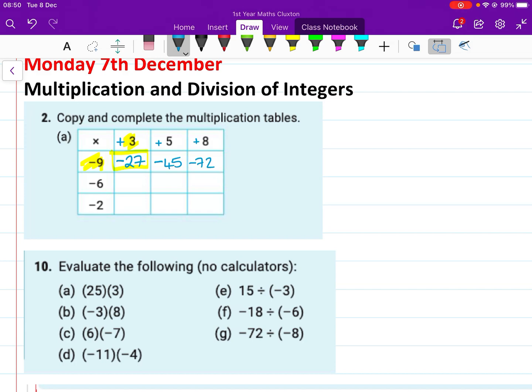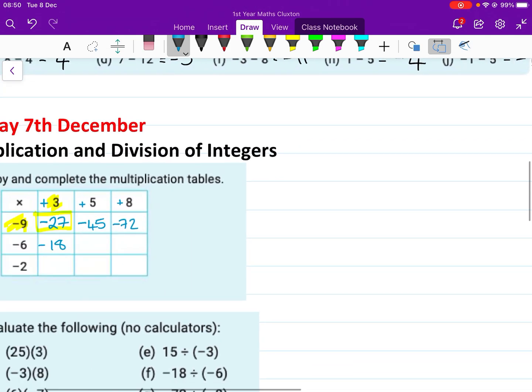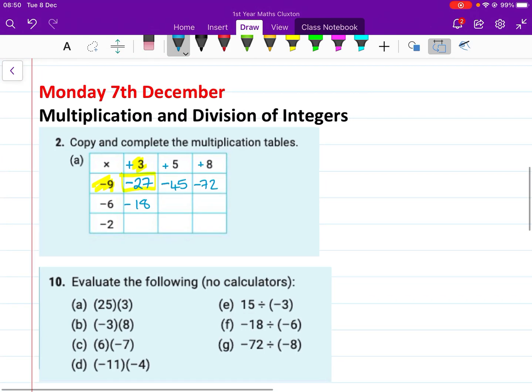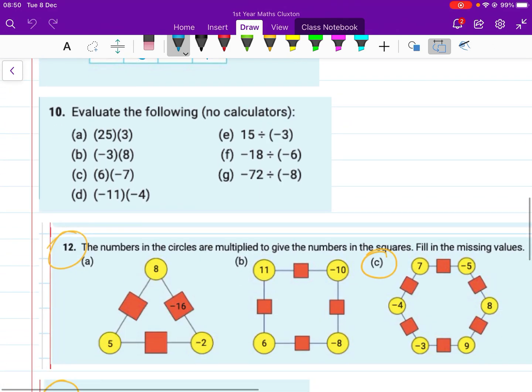Down here, we're doing minus 6 with the plus 3. So again, different signs, minus 18. We're going to have different signs all the way through here. So minus, and 6 5s are 30. Minus again, this time it's 48. Minus again for 6. Minus for 10. And 2 8s are 16. Okay, so I think they're the answers to the multiplication table.